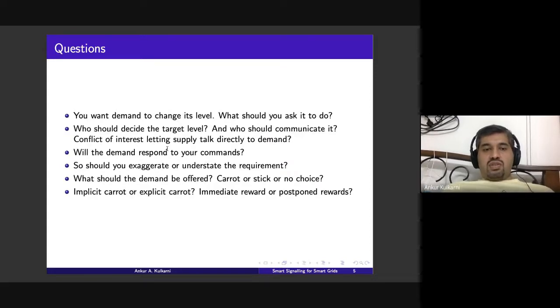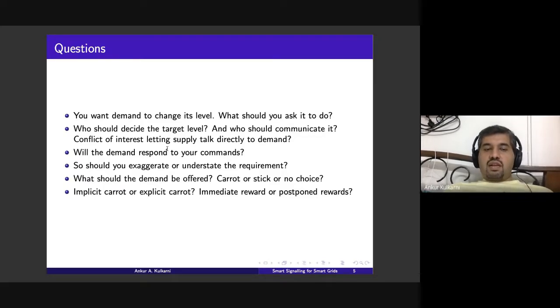But then this leads to several questions. So okay, you want demand to change its level. What exactly should you ask it to do? You want it to change from level A to level B? Should you just simply say change from level A to level B, or should you say change by a little? Should you do it indirectly in some other way? All of this is unclear. What exactly should you ask it to do?